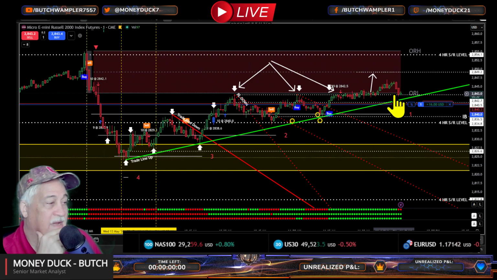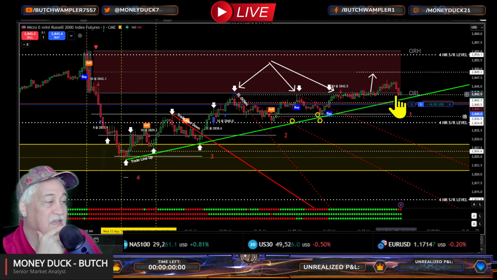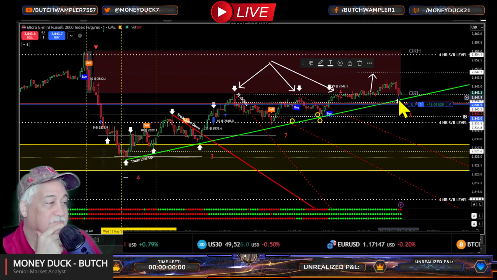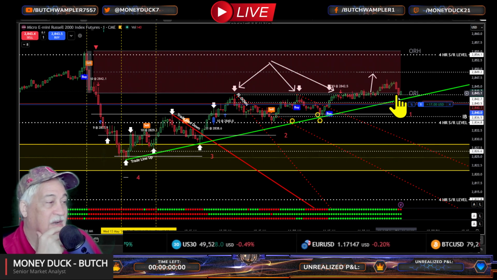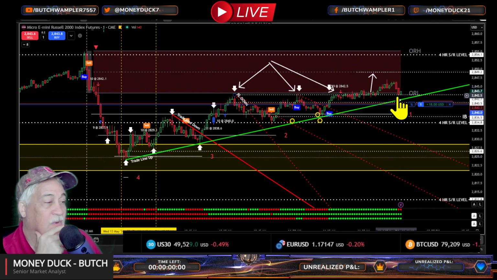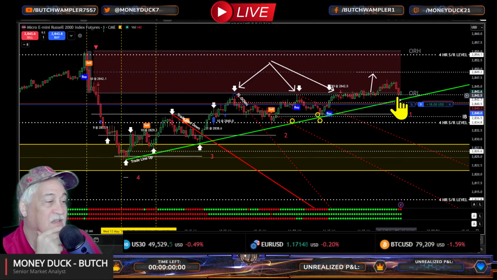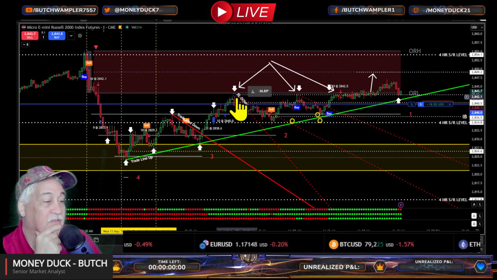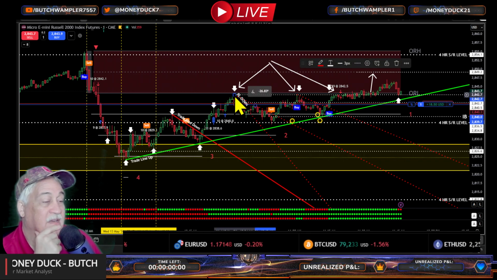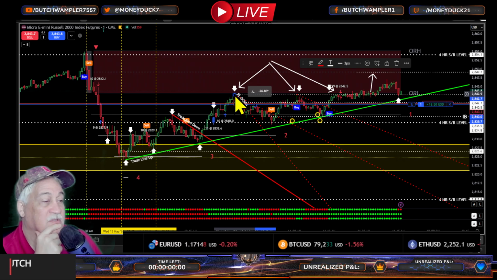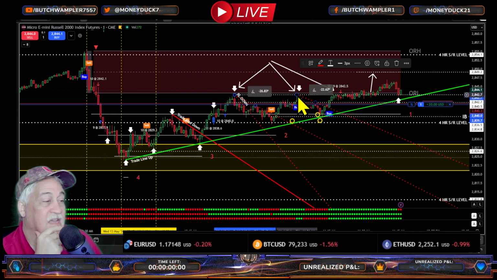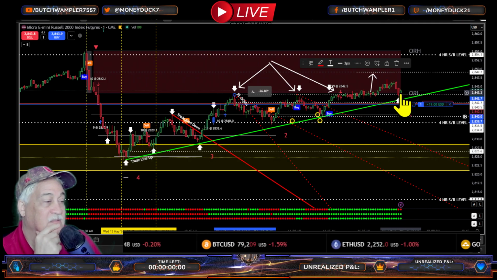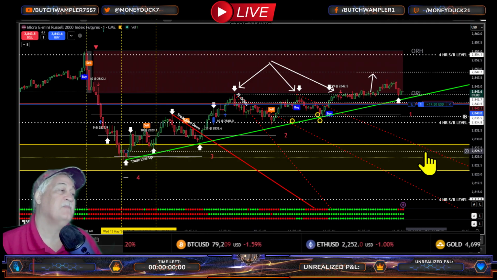So there's our pullback. So we have a pullback to test what? Look at what it's testing right now. So right now it's pulled back to test that white dashed line. What's the white dashed line off of? It is off of these 2 highs right here. It's basically off this one back here. That's the one it was drawn off of. It tapped it here, hit it here where we closed out 9. And that's back where it's testing it now as support.